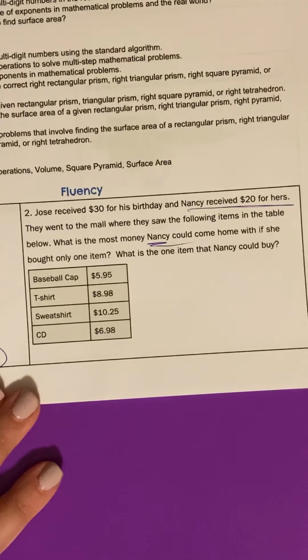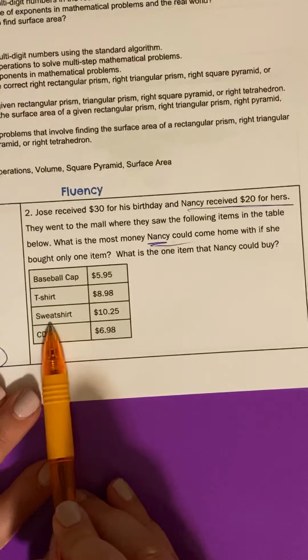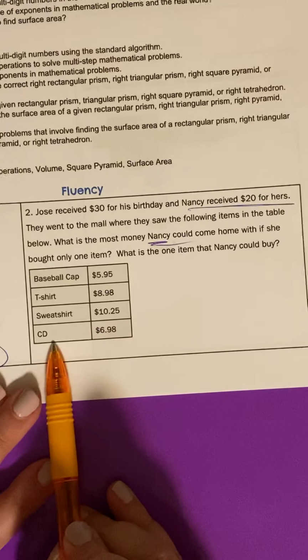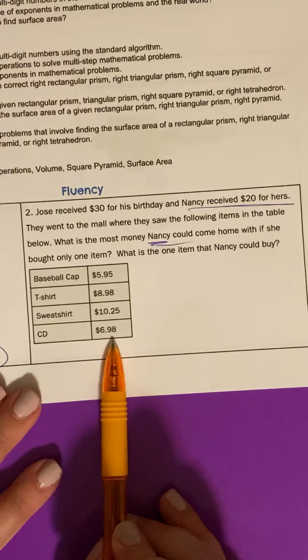Well, if you go to the store and you wanna buy something and bring home the most amount of money, you wanna buy the cheapest item. So let's see, which is gonna be the cheapest? The baseball cap, $5.98. T-shirt, $8.98. Sweatshirt, $10.25. Or a CD, that's $6.98. Well, the cheapest item would be a baseball cap. So I'm gonna circle this here, and the item that she could buy is a baseball cap. So you can write baseball cap.